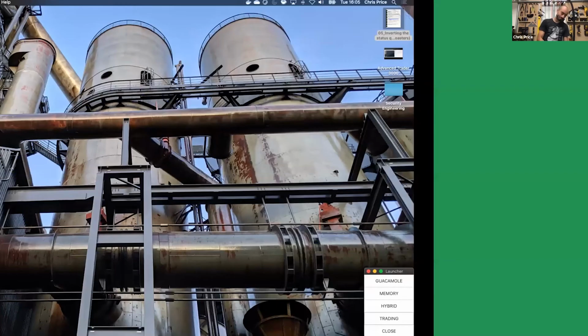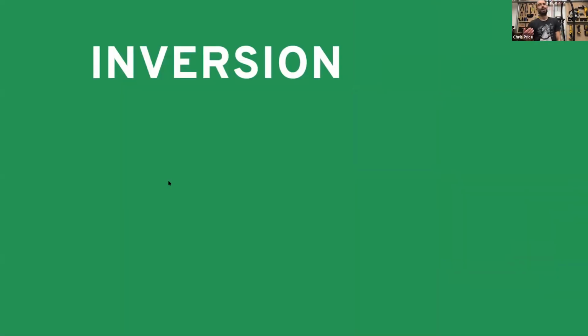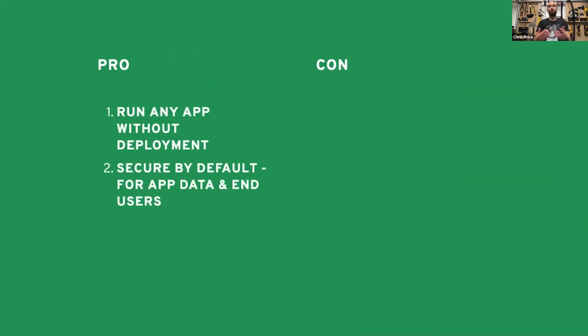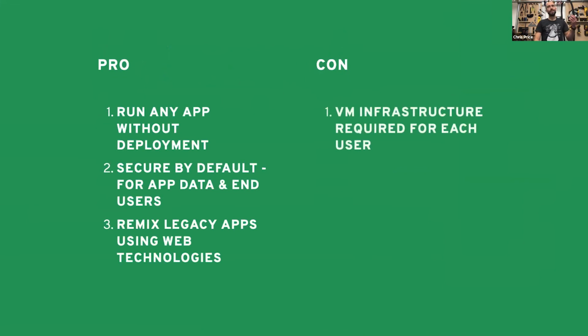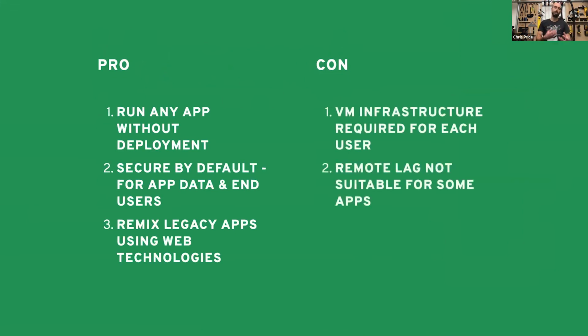So jumping back, I think it's worth looking back on some of the pros and cons, now that we've seen a couple of examples of this technique. The first two pros are the same pros that you get with anything where you are using VM infrastructure. So you can run the app without deployment. It's secure by default because it's running in the VM. Equally, the novel thing here is that we're able to remix legacy apps using web technology. We can add novel functionality. Conversely, there's VM infrastructure required for each, and the remote lag might not be suitable.